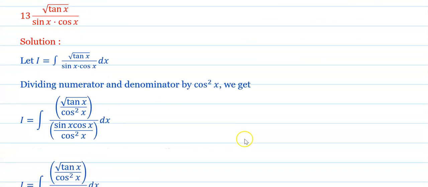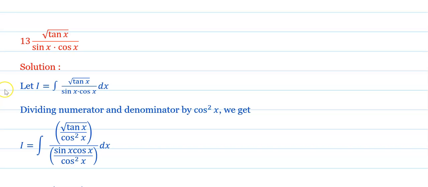Okay. Now the problem number 13. Integral of root of tan x upon sin x into cos x. It's a slightly different problem. Instead of directly substituting, here we have to rearrange the terms. We have to rearrange the terms, dividing the numerator and the denominator by cos square x first of all. Root of tan x upon cos square x.